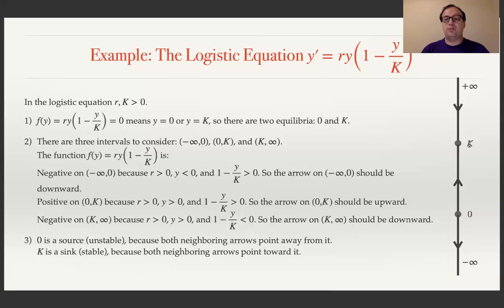What about the point k? Both arrows in a neighborhood of k point towards k. The arrow goes from plus infinity towards k above k, and the arrow goes from 0 to k below k. So both arrows are pointing towards k. This means it's a stable equilibrium, otherwise known as a sink.